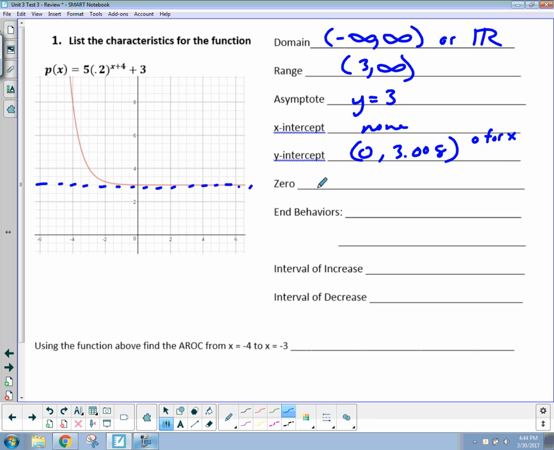So, zeros, none, because it doesn't touch the x-axis. In behaviors, we talked about it, as x approaches negative infinity, y approaches infinity, and as x approaches infinity, the y approaches 3. Intervals of increase, this is a decay graph, so there's none here. So since we're talking about decay, then this is negative infinity to infinity.